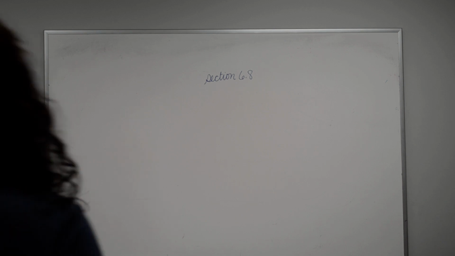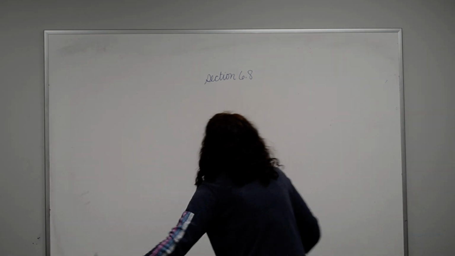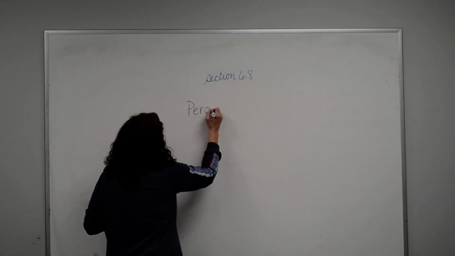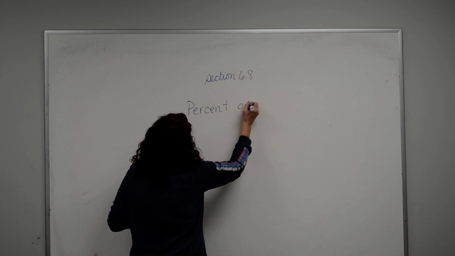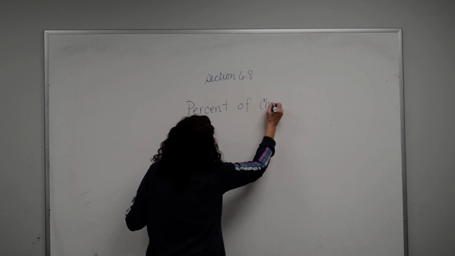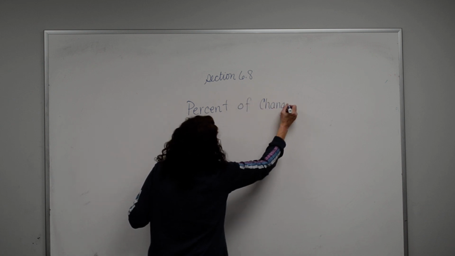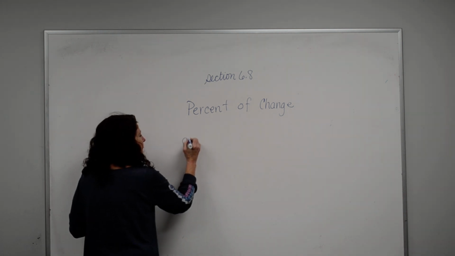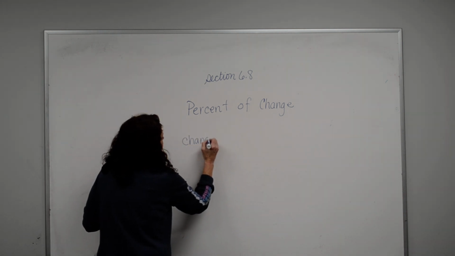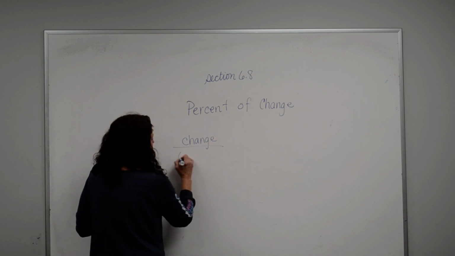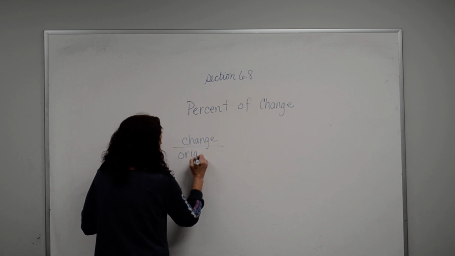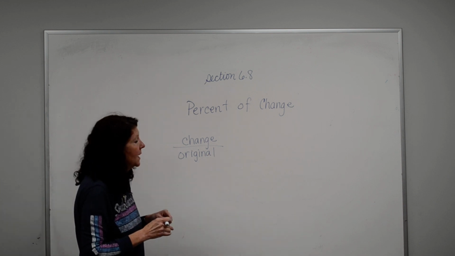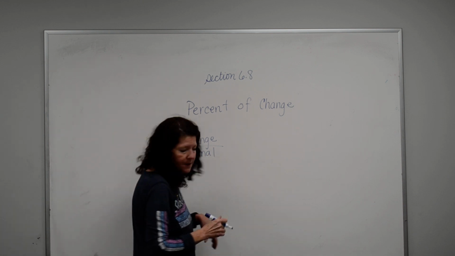This section is section 6.8, and this is all about the percent of change. To find the percent of change, it is going to be the change over the original. And you're going to figure out whether it's a percent of increase or a percent of decrease.